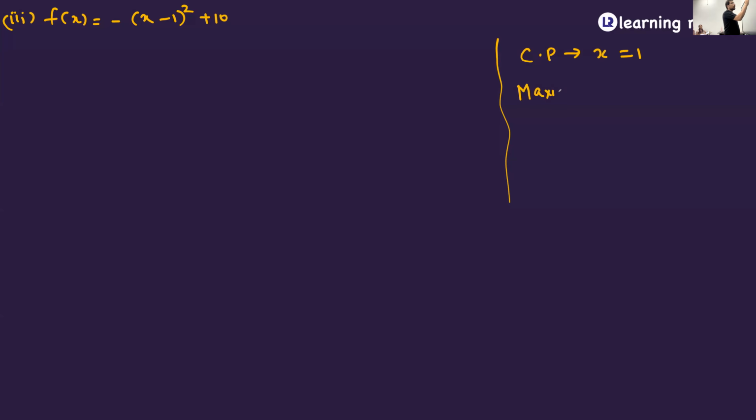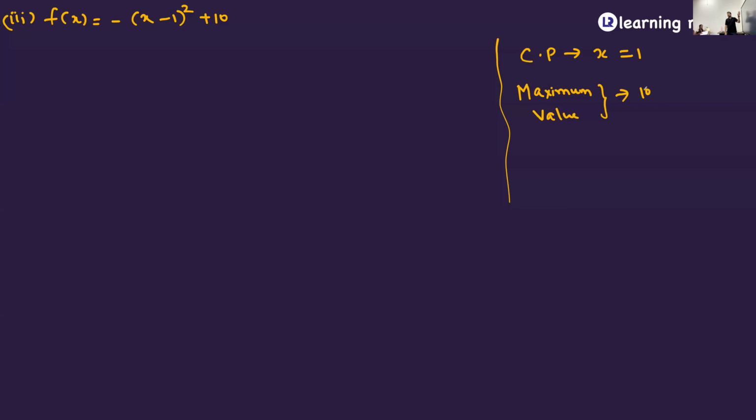Can you tell me what is the third question? So third one, tell me. F of x is equal to minus of x minus 1 the whole square plus 10. Okay, even before we solve the problem, can you look at this and tell me what is going to be the critical point? X is equal to 1. So is it going to have a minimum value or maximum value? It will have a maximum value, and that maximum value will be 10.